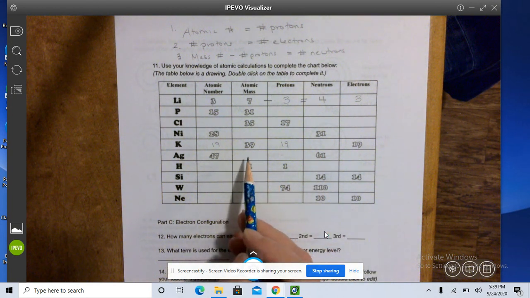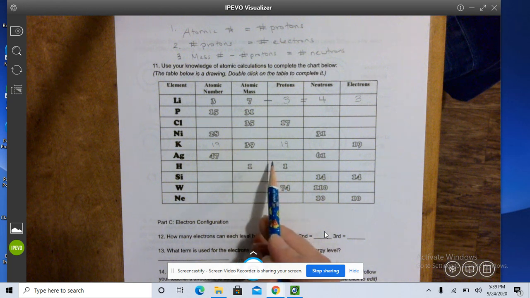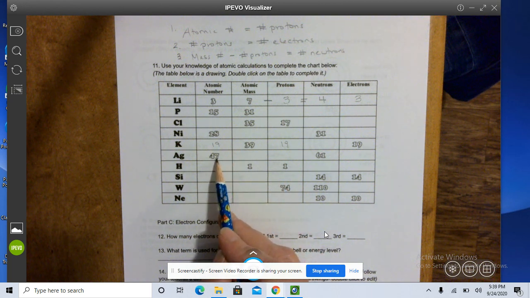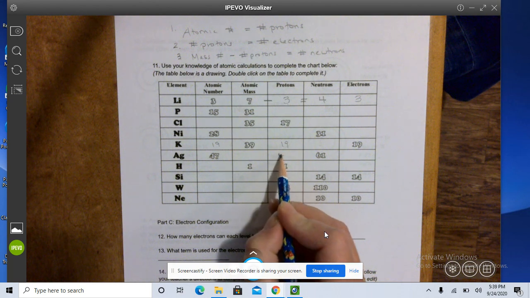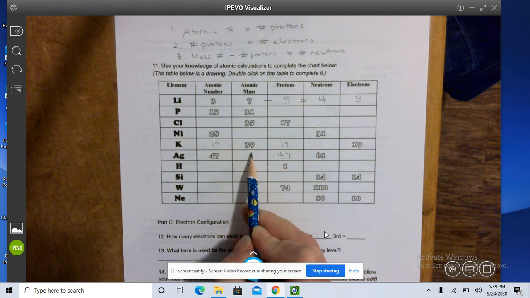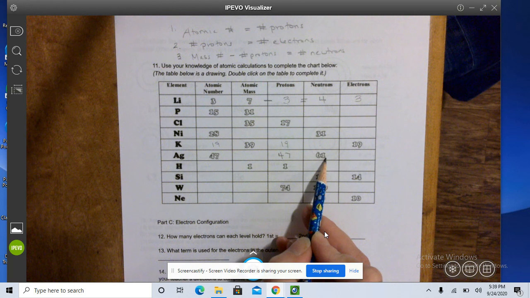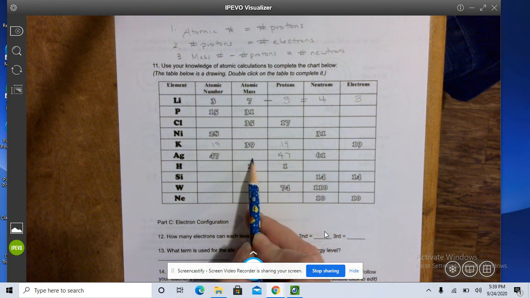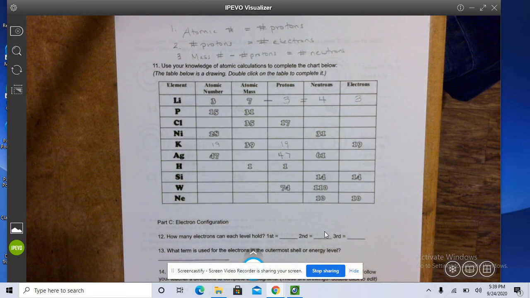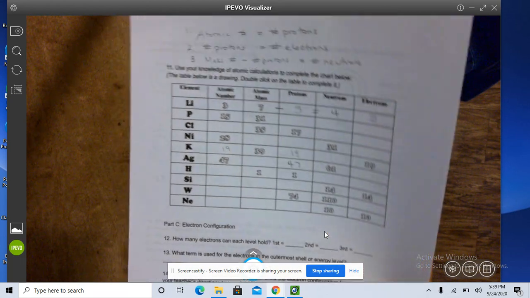What if you don't have the atomic mass? If you have 47 for the atomic number for silver, that means the protons is 47. So instead of the atomic mass minus the number of protons giving you neutrons, if you add neutrons and protons, you'll get the atomic mass. So without giving you all the answers, that's just a quick overview to help you with that information.